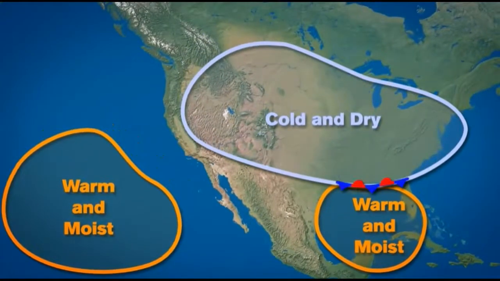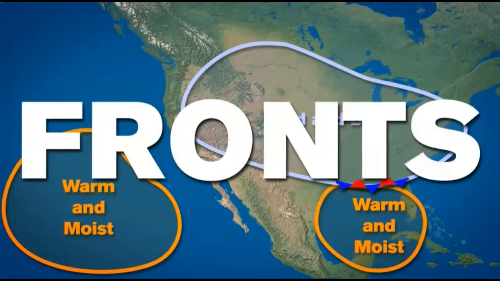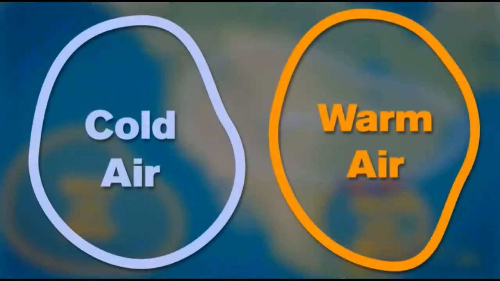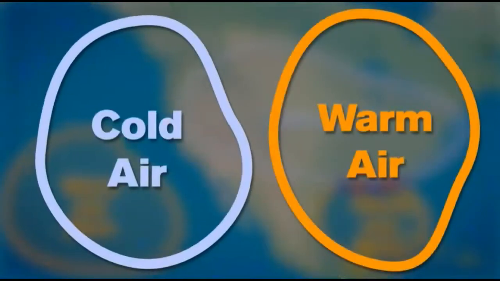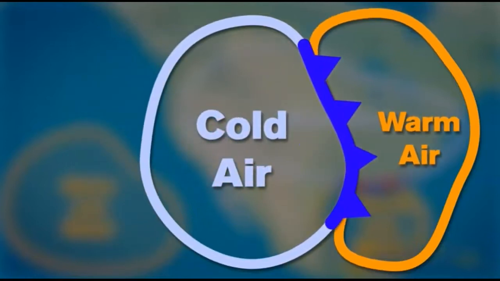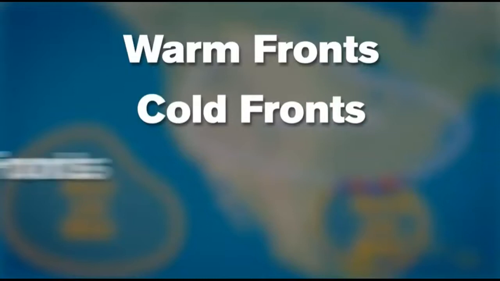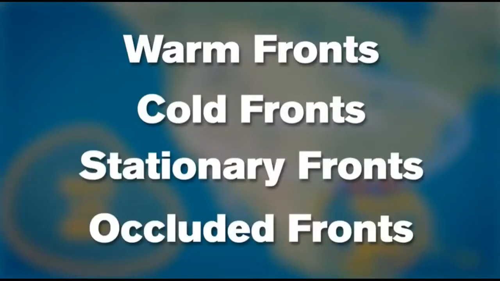The boundaries between these two air masses are referred to as fronts. Fronts are labeled in reference to the relative temperature of the air that is approaching and replacing the existing air mass. There are 4 types of fronts: warm fronts, cold fronts, stationary fronts, and occluded fronts.